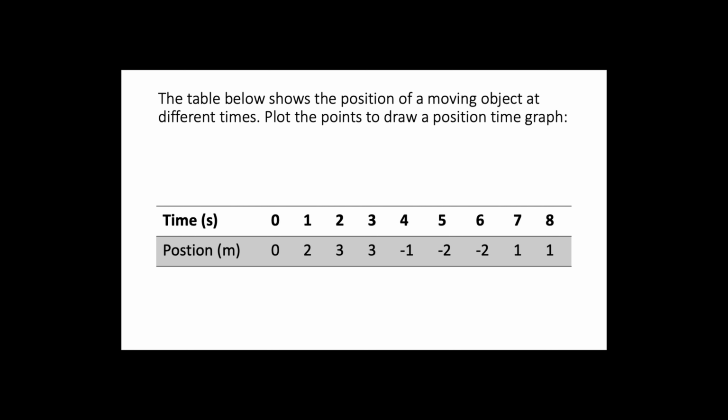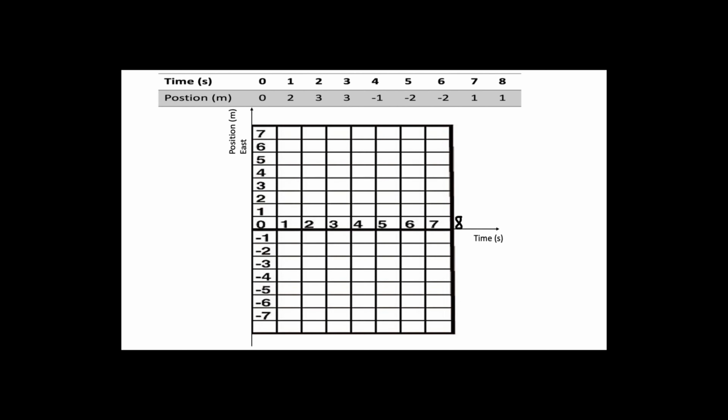Hello, today we will learn how to plot the points on a position time graph. First thing, we check the data that we have. We're representing the time and the position. The time is represented on the x-axis in seconds, and the position is represented on the y-axis in meters. The first point, at the time 0 seconds, the position was 0 meters, so this should be the point.